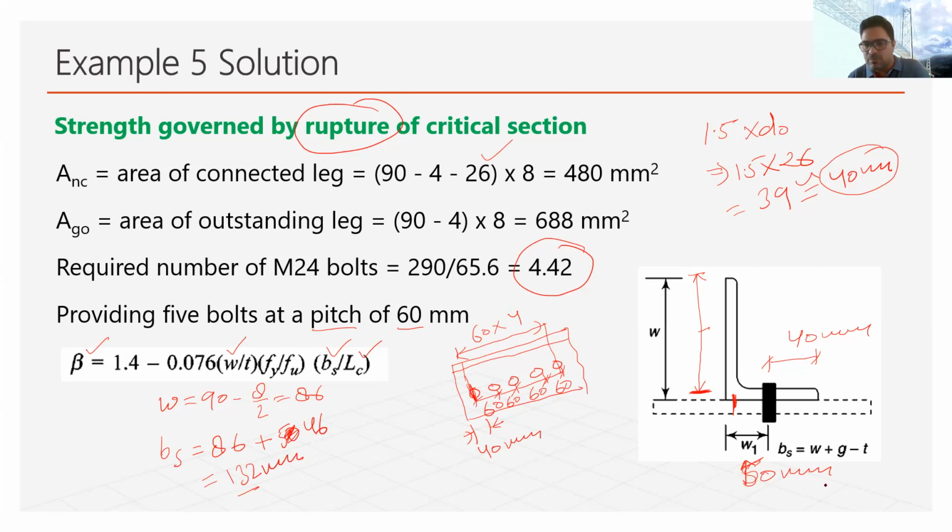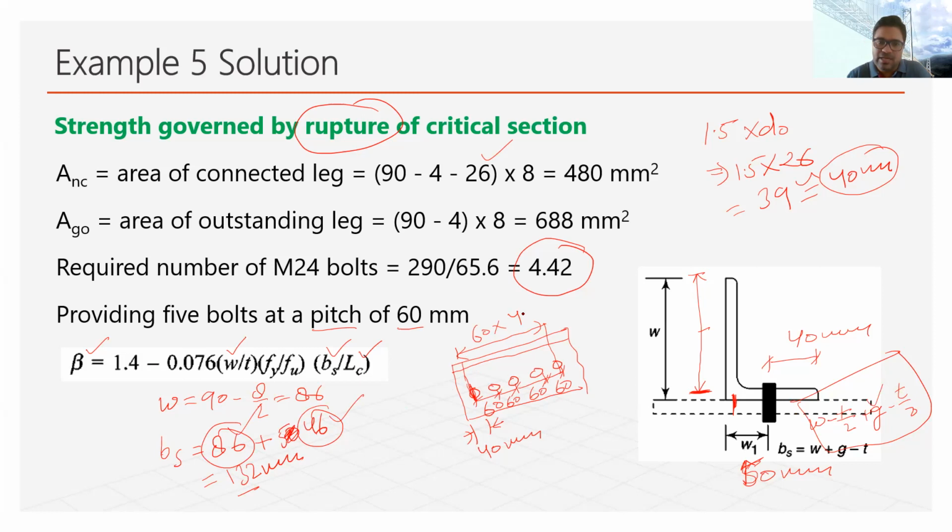So the BS value is W plus G minus T. Half thickness I have deducted from this side and half thickness from the G value. I can write here W minus T by 2 plus G minus T by 2. If I am considering W as the whole length, it will be 90, so 90 minus 4 becomes 86. Similarly, G minus T by 2: G is 50, so with T by 2 it is 46. This is how we calculate.